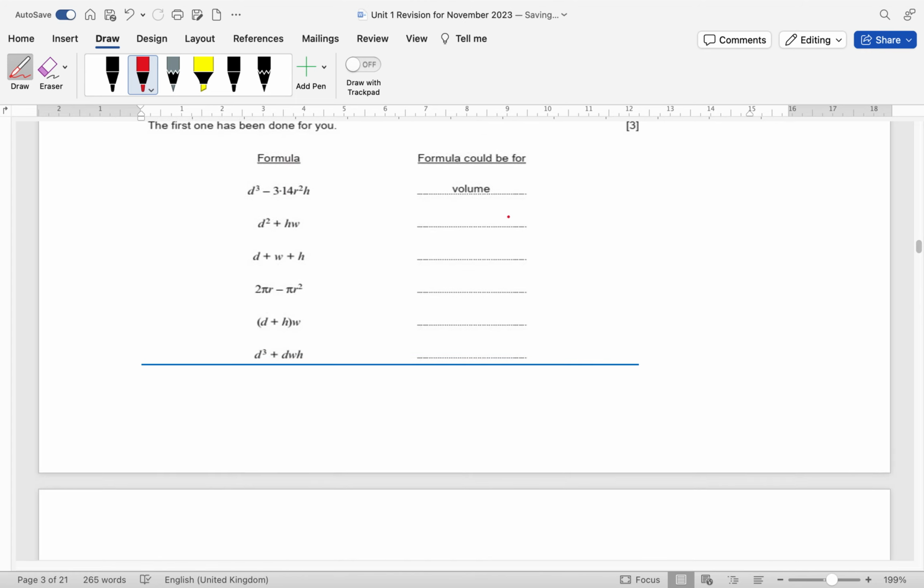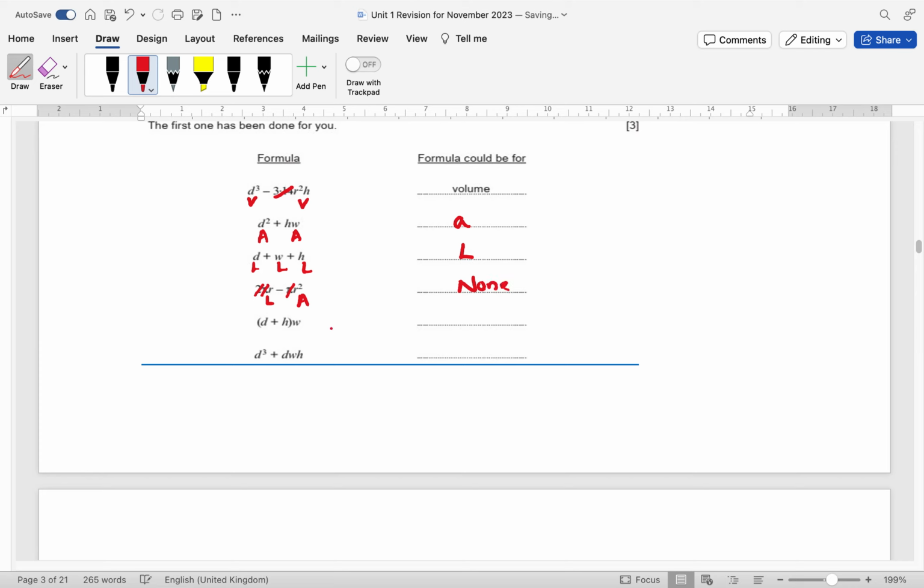Right. With these, we're going to avoid numbers and pi. I've got a number there. I've got pi there. I've got a number there. I've got pi there. So I'm ignoring those. Now I'm looking at each term separately to see if it's 1, 2, or 3 letters. 1 is length, 2 area, 3 volume. D cubed, volume, R squared H, volume, answer, volume. D squared, area, HW, area, answer, area. D, length, W, length, H, length, answer, length. R on its own, length. R squared, area, answer, none.